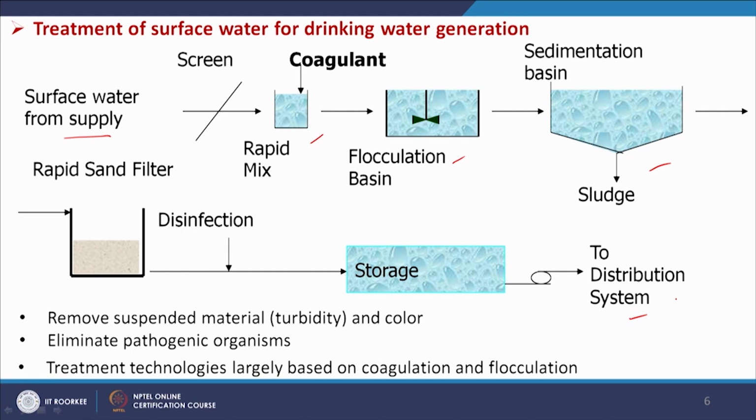So, this is the general flow sheet for the treatment of surface water for drinking water production, and the main objective of this treatment is to remove suspended material, that is turbidity and color, and then eliminate pathogenic microorganisms, and the treatment technology is largely based on coagulation and flocculation.